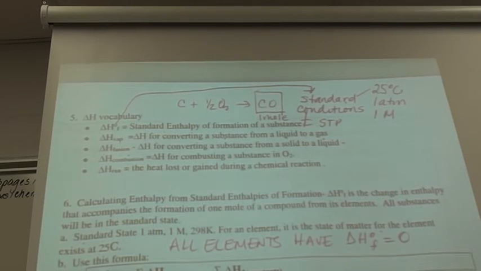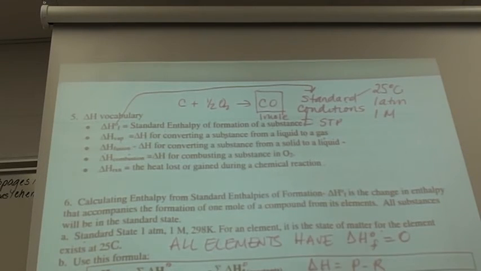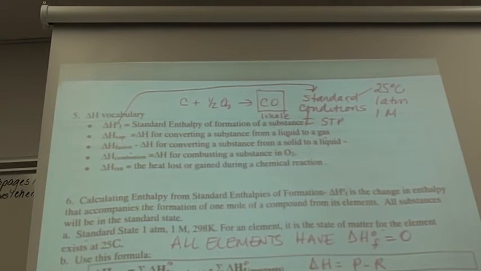Here it is, one more time. The enthalpy of a reaction is equal to the sum of the delta H naught of formation of the products minus the sum of the delta H naught of the reactants. I forgot my little naught sign. Really, what I want you to get out of this is delta H is products minus reactants. Products minus reactants. All elements have a delta H naught of formation of 0.